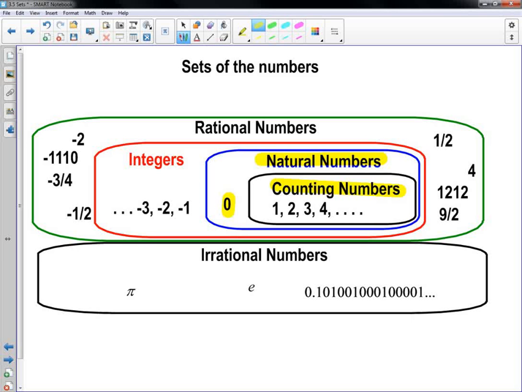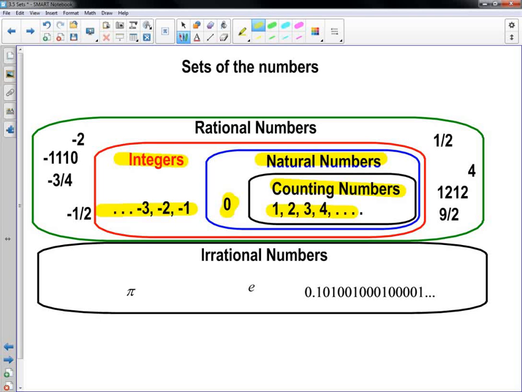We're going to add to that integers. Integers include all the negative numbers plus 0 plus the counting numbers. So integers include -3, -2, -1, 0, 1, 2, 3, and those go forever in both directions. Now when we talk about integers, we're just talking about positive and negative whole numbers, no decimals yet.